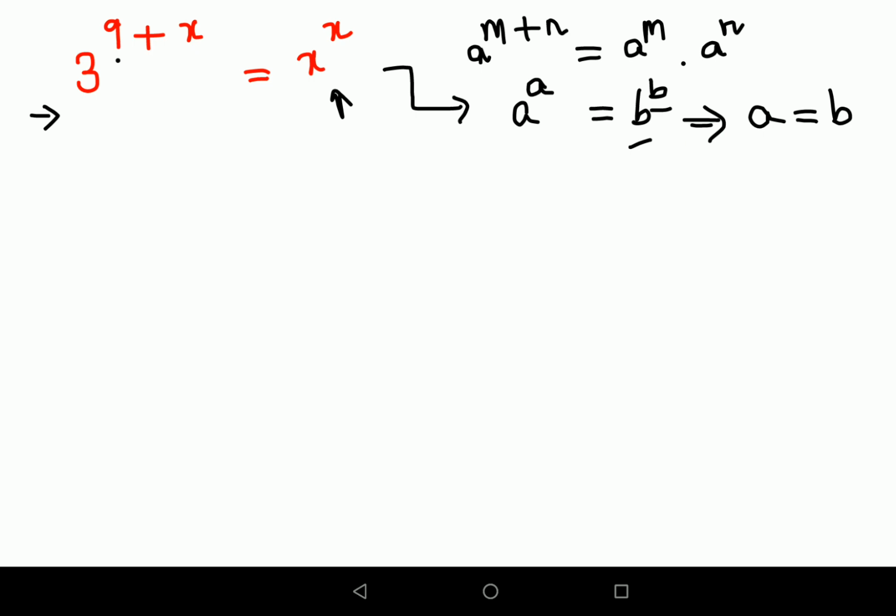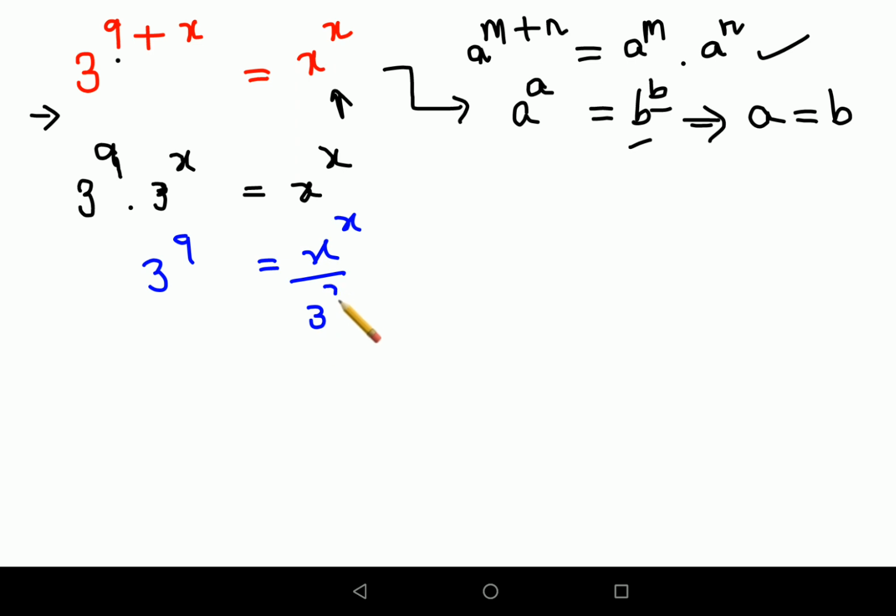So here again, let's start with this one. I'll write this as nothing but 3 raised to 9 into 3 raised to x equals x raised to x. Okay, this is very clear. I've used this particular law of indices. Now what I'll do is, I can't do much in this case, so I'll shift the variables to one side. I'll leave 3 raised to 9 on this side, and I'm left with x raised to x upon 3 raised to x.